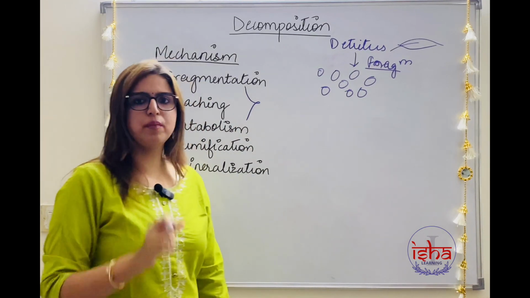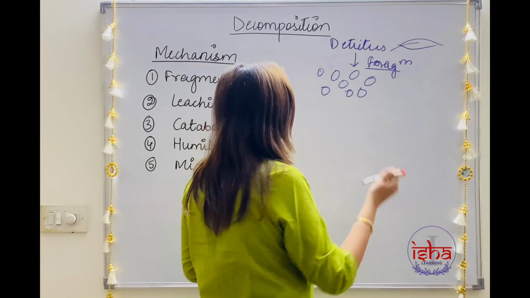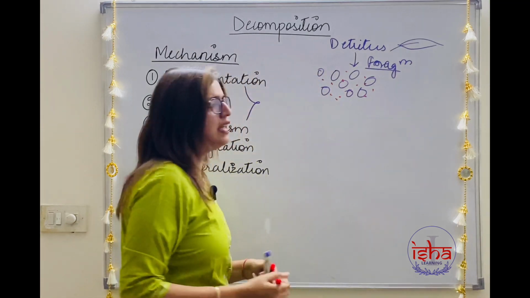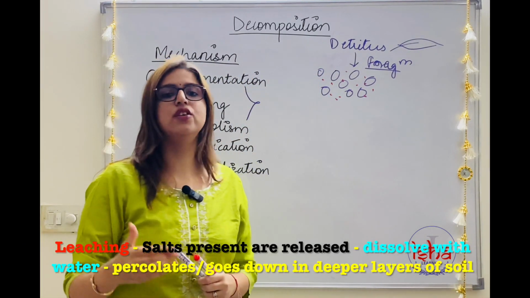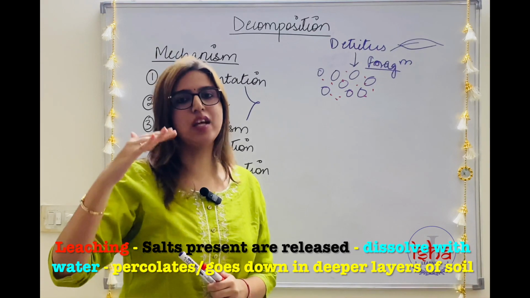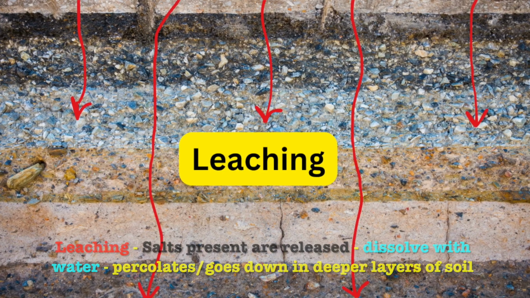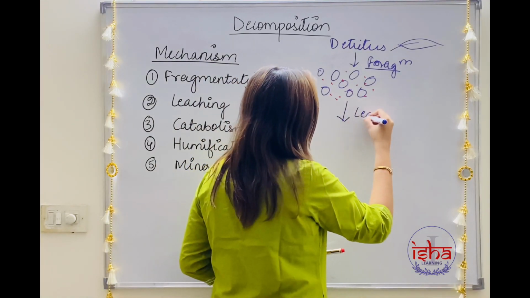नाउ वंस दिस फ्रेगमेंटेशन हैज अकर्ड, here we have the organic molecules, also there are salts present with it. So in leaching what happens is the salts are released, they dissolve with water, they go down in deeper layers of the soil and they become unavailable. फिर से बताती हूँ. Leaching.